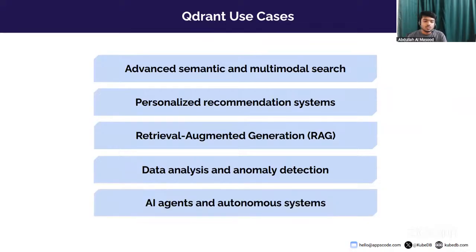So Qdrant is widely used in retrieval augmented generation, RAG, pipelines, AI agents, and autonomous systems. Basically, any system that needs fast similarity search over large embeddings can benefit from Qdrant.